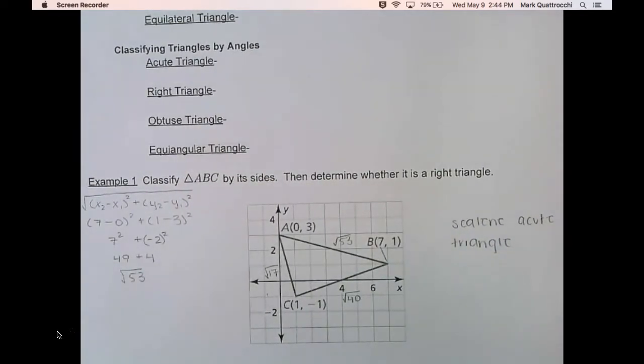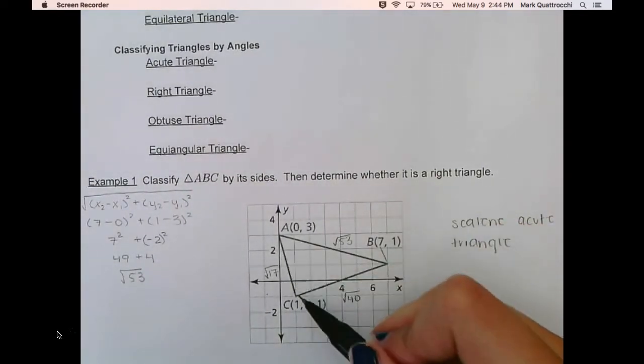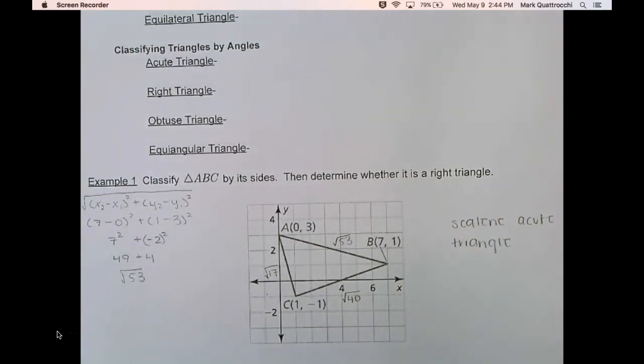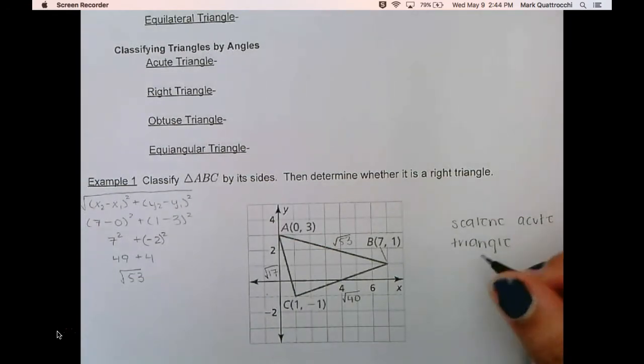And then we can find the slopes of the segments, and if these segments intersect and form a 90-degree angle, then it's a right triangle. But after finding the slopes, the slopes do not equal 1, so they're not perpendicular, which means this triangle is not a right triangle.